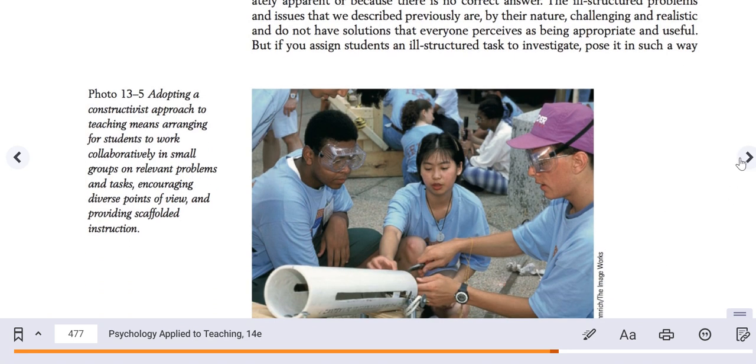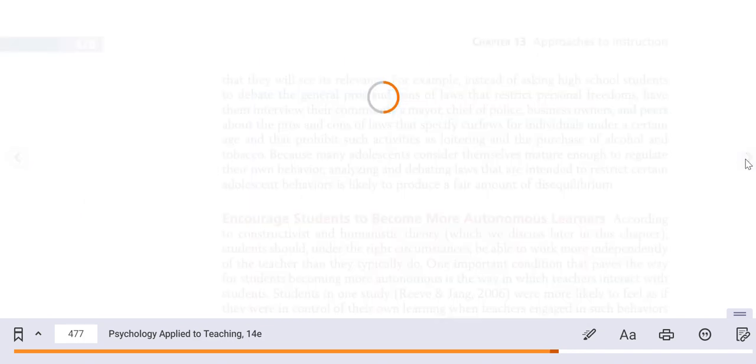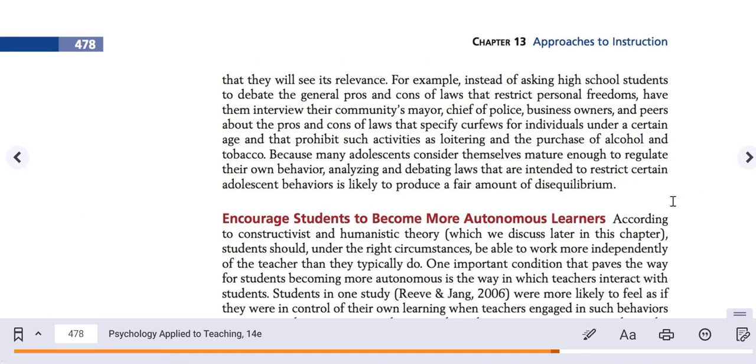But if you assign students an ill-structured task to investigate, pose it in such a way that they will see its relevance. For example, instead of asking high school students to debate the general pros and cons of laws that restrict personal freedoms, have them interview their community's mayor, chief of police, business owners, and peers about the pros and cons of laws that specify curfews for individuals under a certain age and that prohibit such activities as loitering and the purchase of alcohol and tobacco. Because many adolescents consider themselves mature enough to regulate their own behavior, analyzing and debating laws that are intended to restrict certain adolescent behaviors is likely to produce a fair amount of disequilibrium.